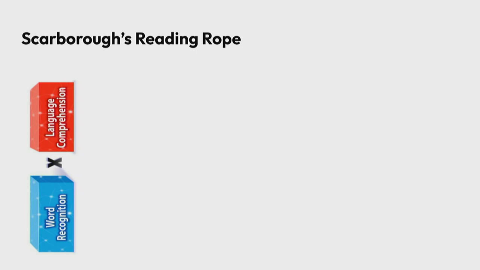All right, so we're going to take you into a second theoretical model. We've talked about the simple view. We're going to talk now about Scarborough's reading rope, which is related to the simple view. If we turn that simple view on its side, this is going to help us understand all those parts that make up language comprehension and word recognition.